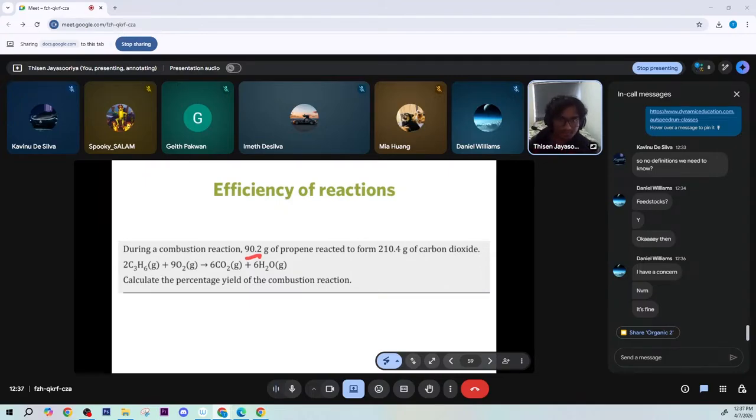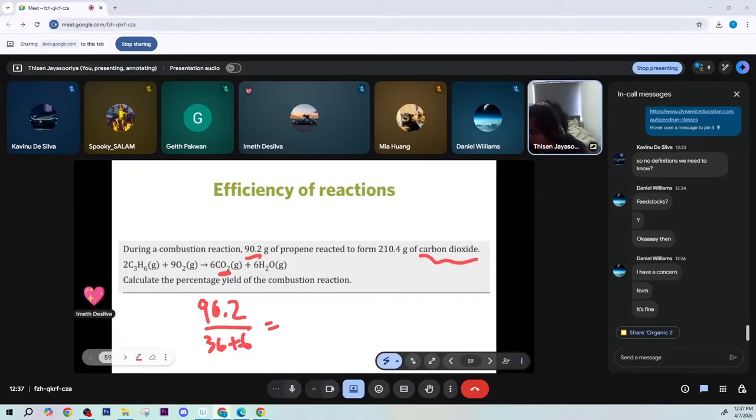So here, if we want to find out the percentage yield, we most likely just want to find out the percentage yield of the carbon dioxide. So what we can do is find the number of moles of propene. So here that is going to be 36 plus 6, divided by 42, which is equal to 2.14 and so on. So that's the number of moles that we produce.